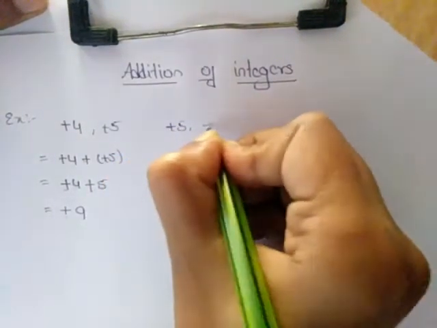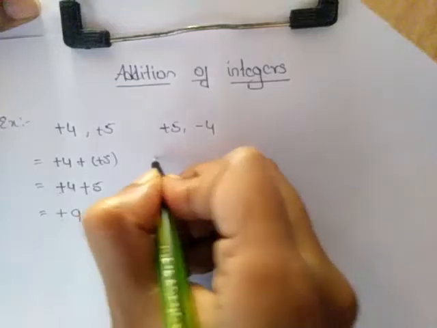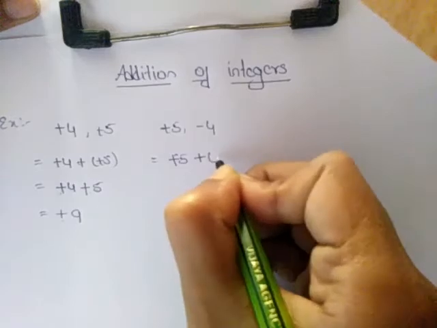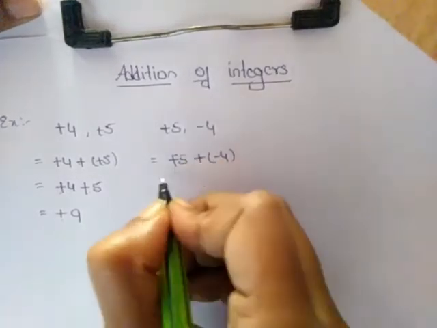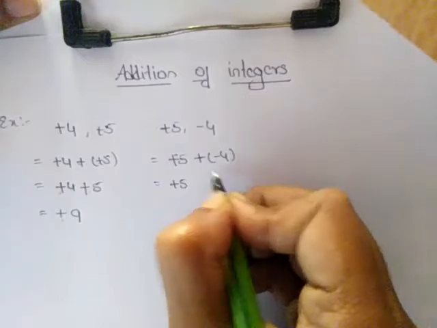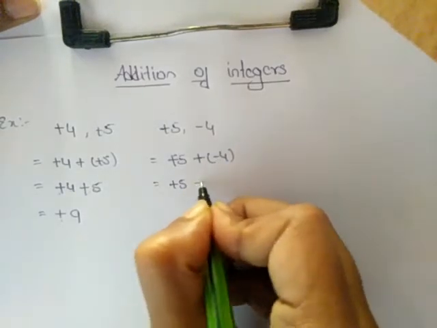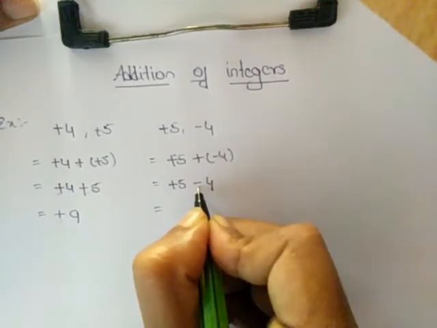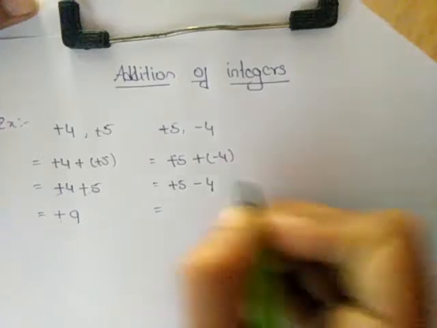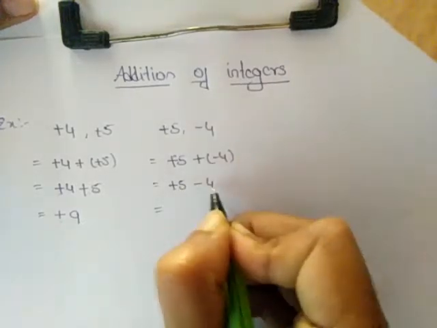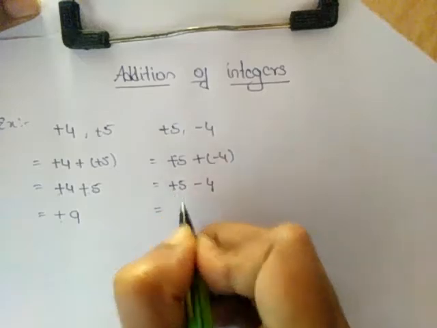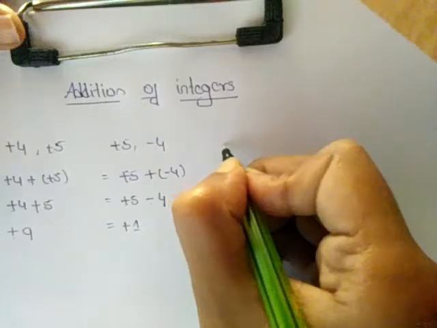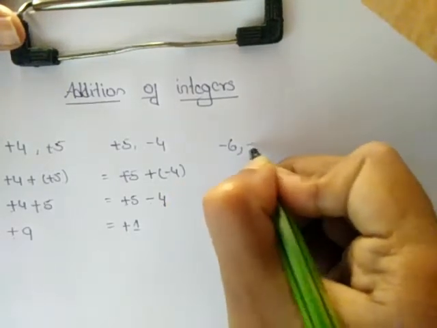Next we will see how to add one positive integer and one negative integer. Plus 5 and minus 4. We'll add these two numbers. Plus 5, we add the addition symbol into bracket minus 4. Then we'll write this plus 5 as it is. Plus into minus, it will be always minus, and we'll write this 4 as it is. Now these two having different sign. Different sign is nothing but unlike signs. So we need to subtract them. 5 minus 4, it is 1. Bigger number sign plus.